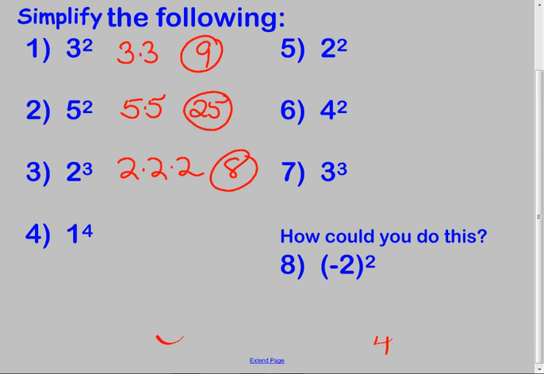Here's another one that everybody makes mistakes on. What's 1 to the fourth? It means 1 times 1 times 1 times 1. And no matter how many times you multiply out 1, what am I always going to get? 1. Okay. What's 2 squared?